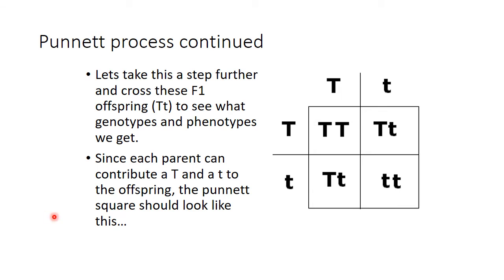Now, the genotypic ratio, what the genes are, is we have one big T big T, two big T little t, and one little t little t. So it's a 1 to 2 to 1 ratio, and that is our genotypic ratio. Remember, genotypes show the alleles, phenotypes show the physical characteristics.